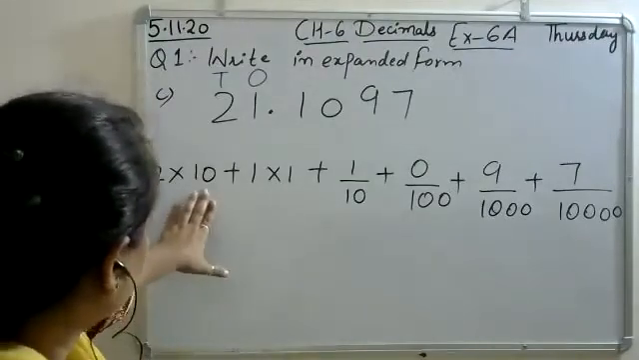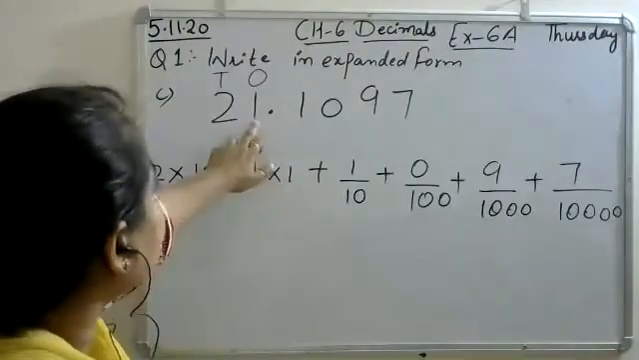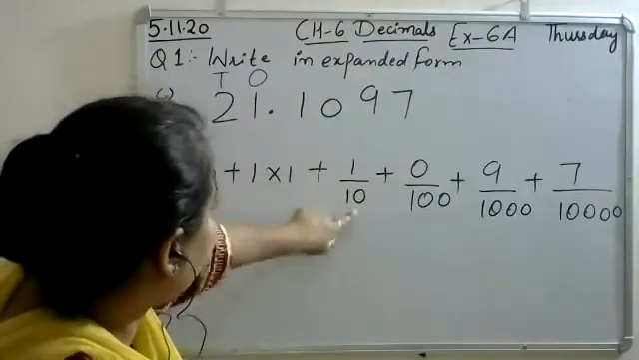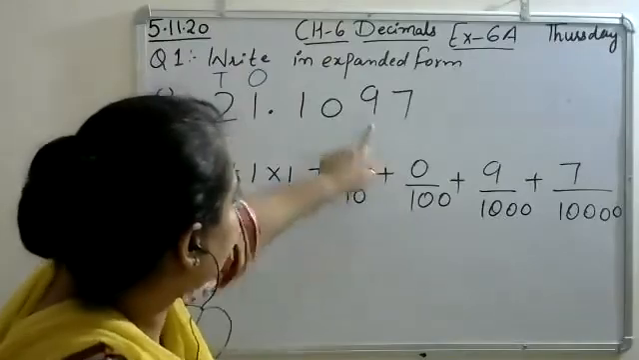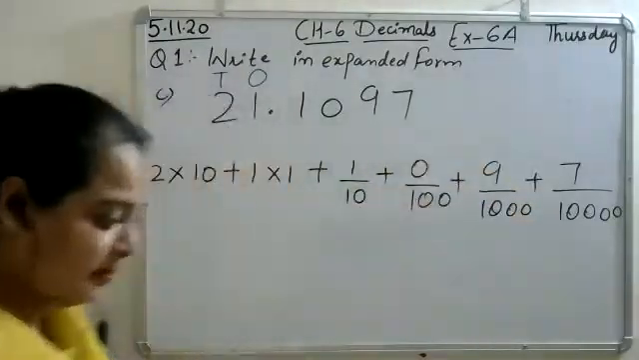2 multiplied by 10 plus 1 multiplied by 1. Why 1 multiplied by 1? Because the place of this one is ones. Then 1 by 10, 0 by 100, 9 by 1000 and 7 by 10,000. Fine? Write it down.